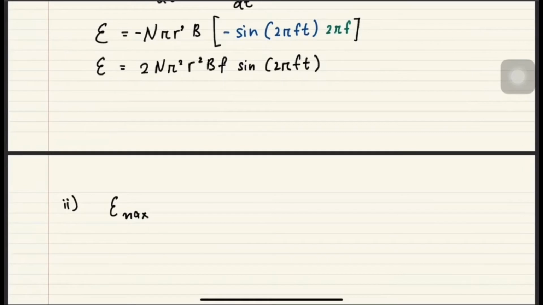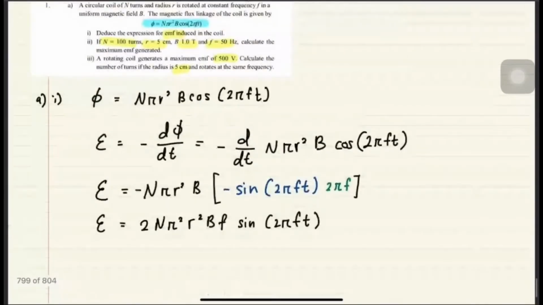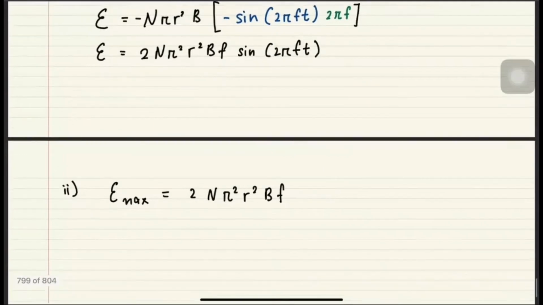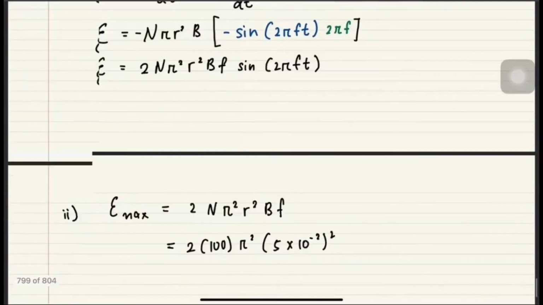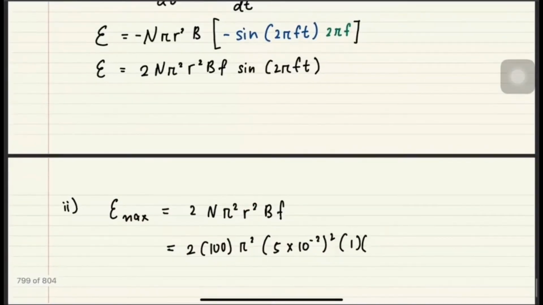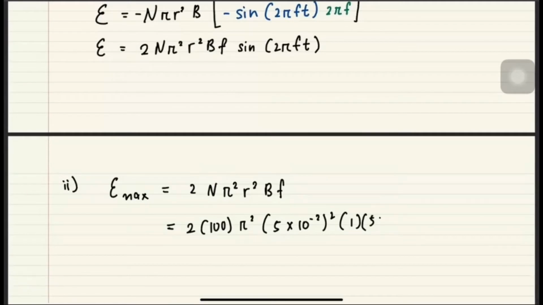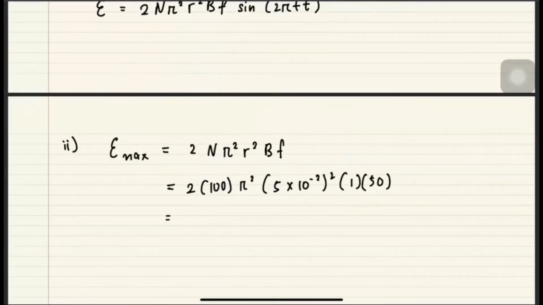Epsilon ni dia akan jadi maximum kalau sin tu the whole thing jadi 1. So we left with 2 n pi square r square bf. So basically this one is the amplitude lah, amplitude of the sine graph. N sama dengan 100, r sama dengan 5 cm. So substitute everything: 100 pi square, this is 5 cm, so 5 times 10 negative 2 square. B is equals to 1, F is equals to 50. So you should get 246.74. Dapat sama tak?